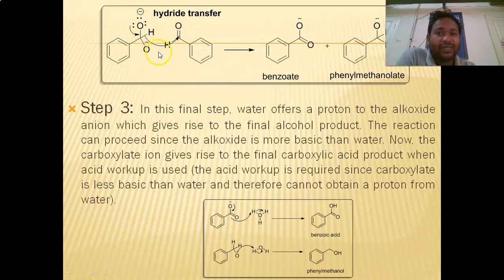This step is called hydride transfer. The hydride transfer takes place, forming the corresponding benzoate and the phenyl methylenolate. A negative charge will be there, and after the final workup, in the acidic workup, it forms the corresponding benzoic acid and the corresponding phenyl benzyl alcohol. These were the steps involved in the Cannizzaro reaction.